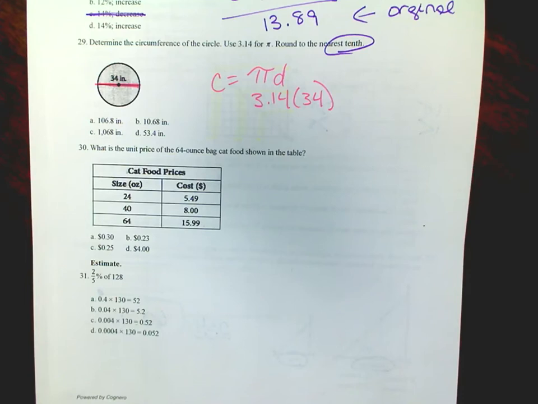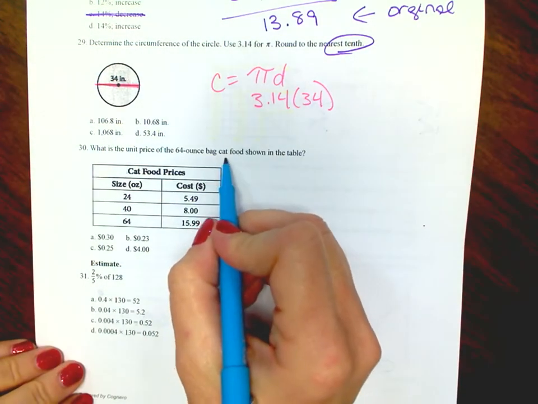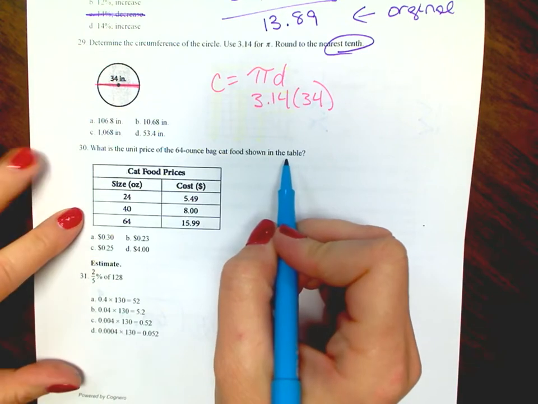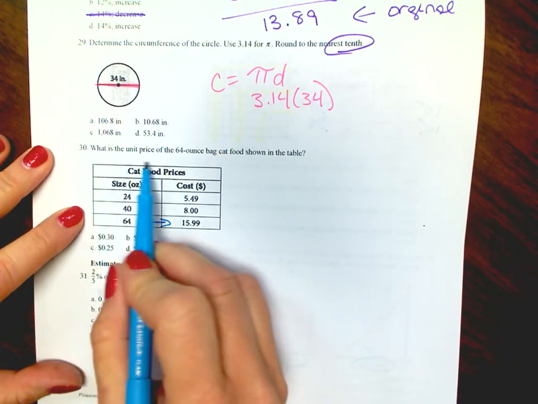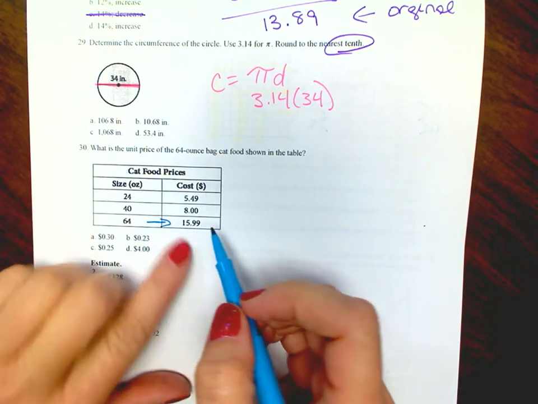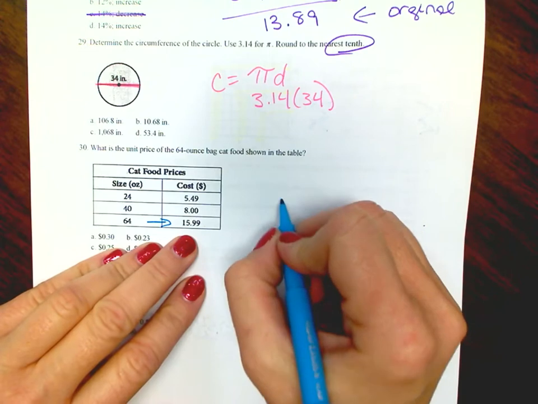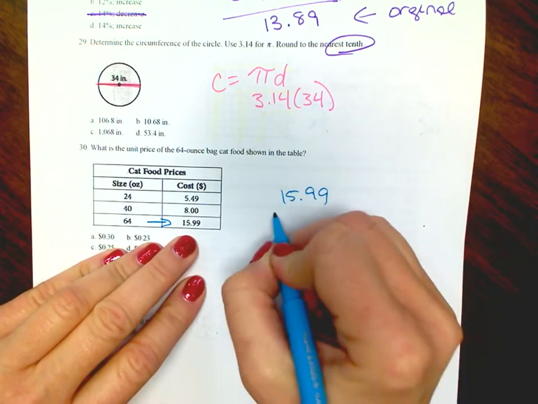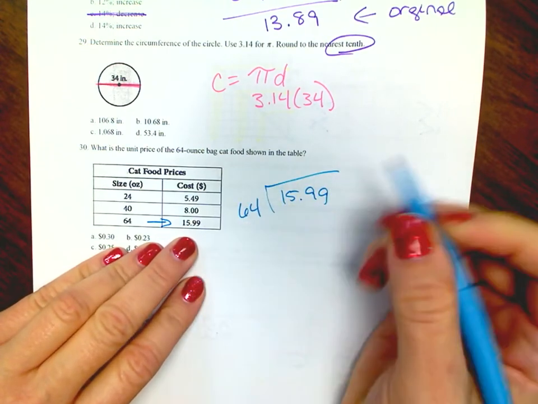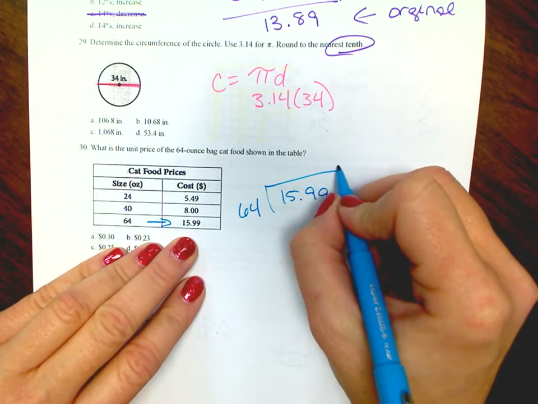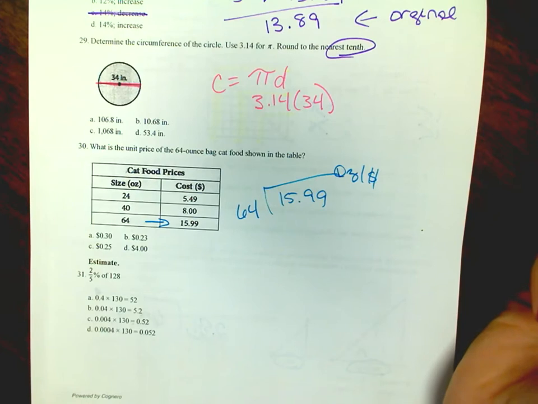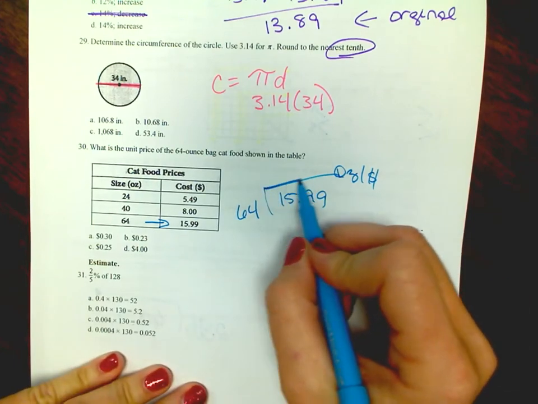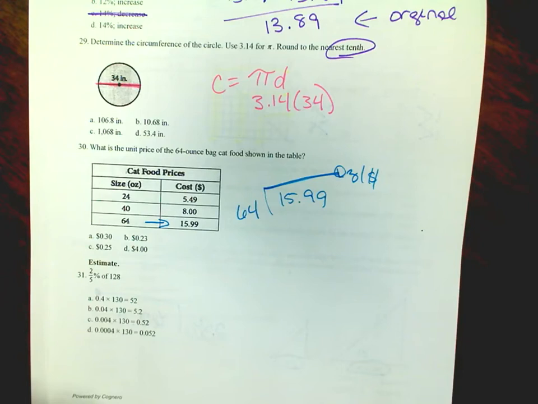Number 30. What is the unit price of the 64-ounce bag of cat food shown in the table? What is a unit price? So to find the unit price, take the cost, divide it by 64 because I want to do dollars per ounce. Okay, so I want to find what 1 ounce is going to cost.